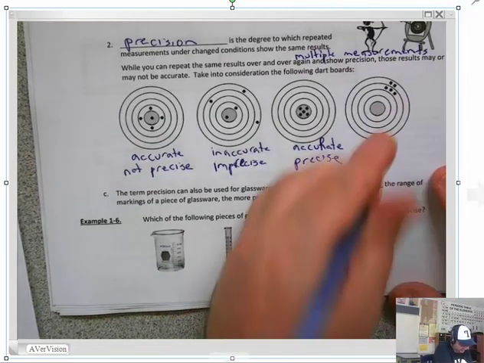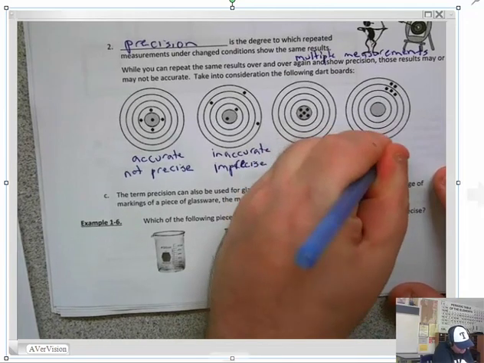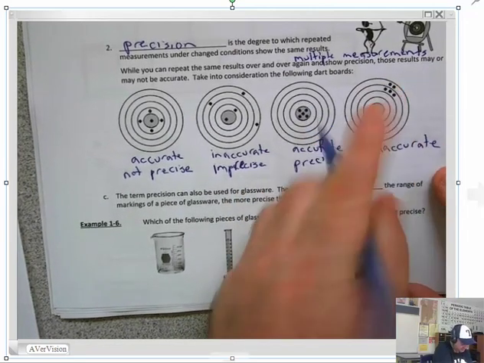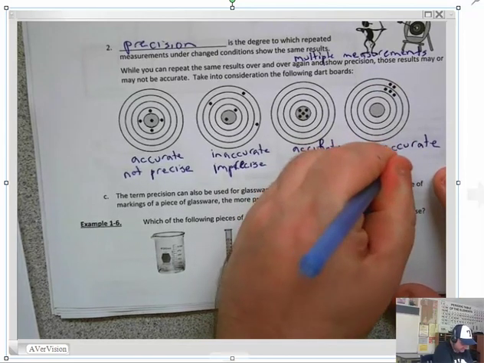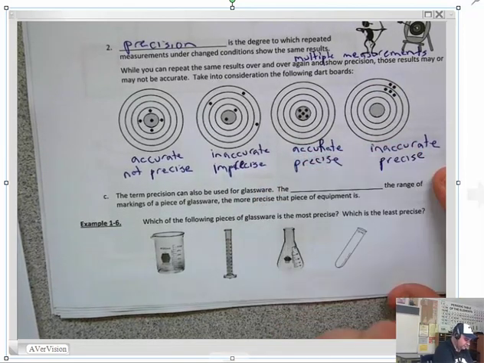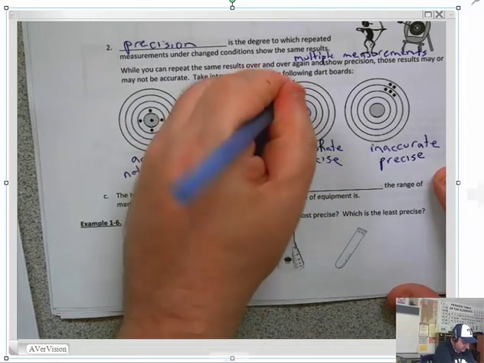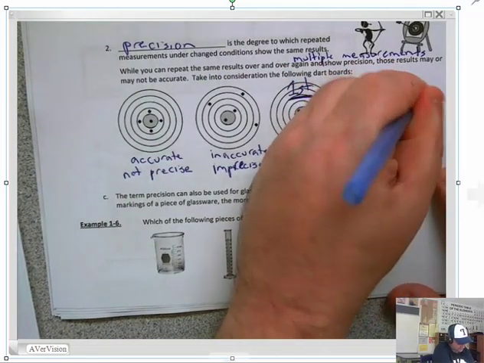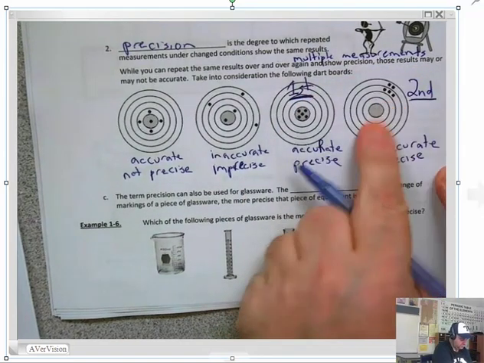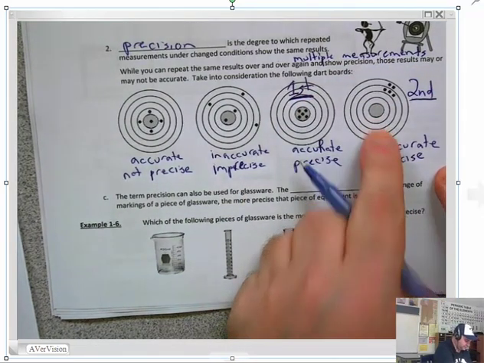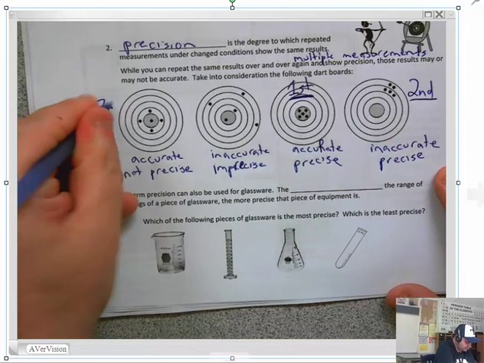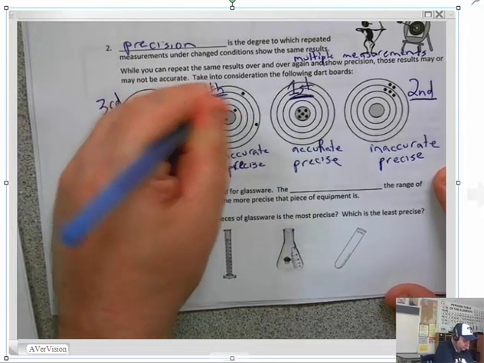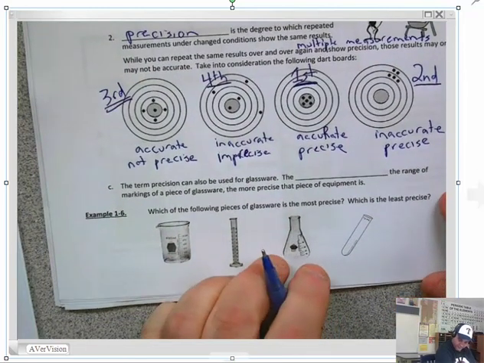Now this one, not accurate. But the shots are close together, so this is precise. If I was ranking these, this is the first one I would want. That's the goal. This would be the second, because all I would have to do is aim you towards the center and you would be accurate and precise. This would be the third, and I would have to teach you how to be precise. And this would be the fourth. That's the worst one, and I would have to teach you everything.